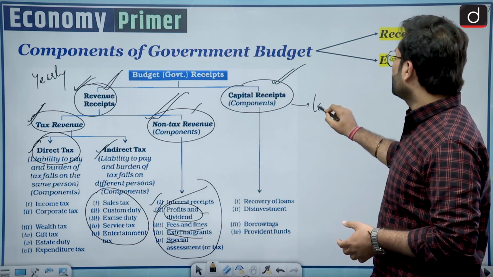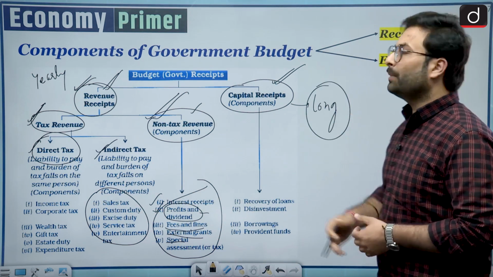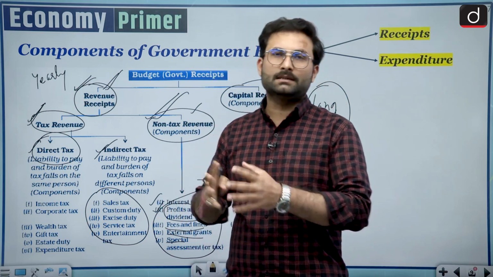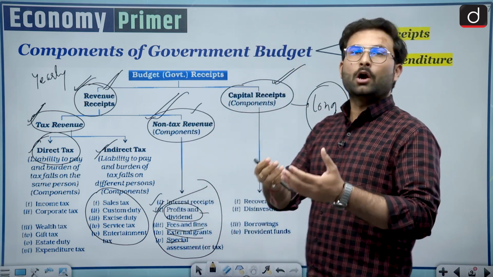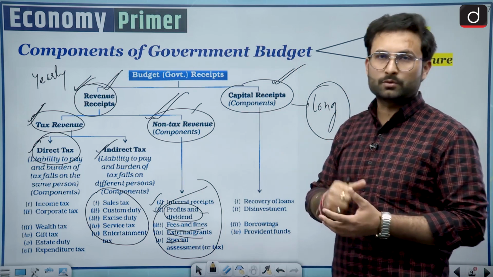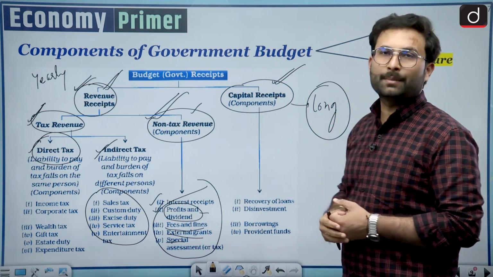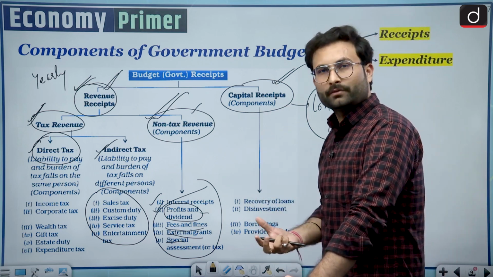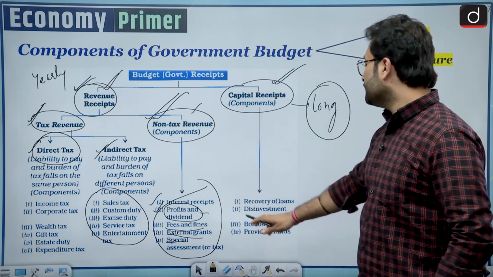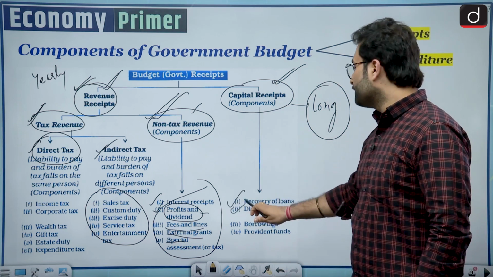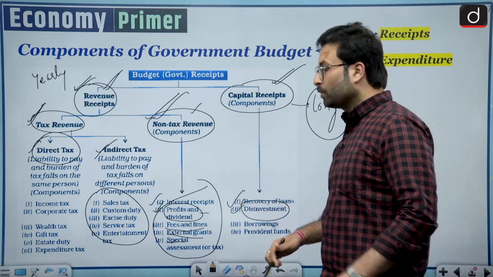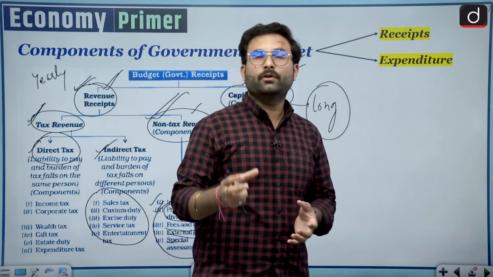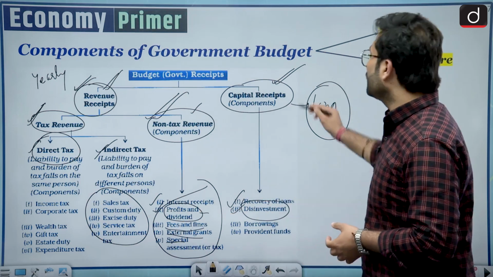Then when we are talking about capital receipts, capital receipt components are something related to the long term. So let's say government has given a loan, and after some 5 to 10 years the maturity happens, and then government receives the principal amount back. Okay, so that is your capital receipt, because it is not on a yearly basis, it is on the maturity of that particular agreement. Okay, so here you can say recovery of loans. Then disinvestment: whenever government goes for disinvestment of PSUs etc., whatever money comes from that is basically your capital receipt.